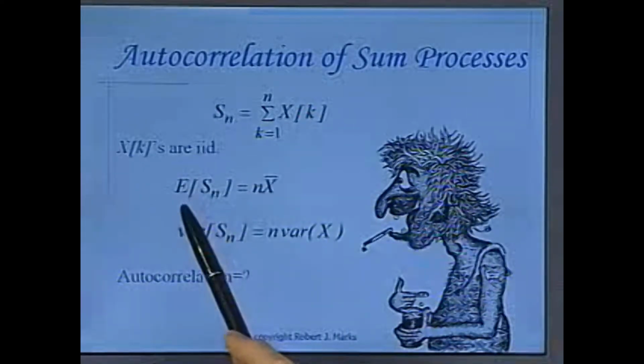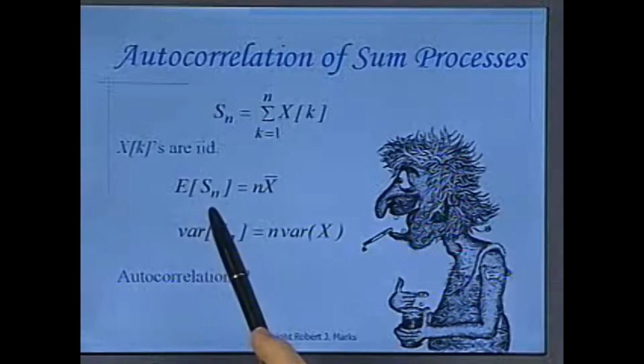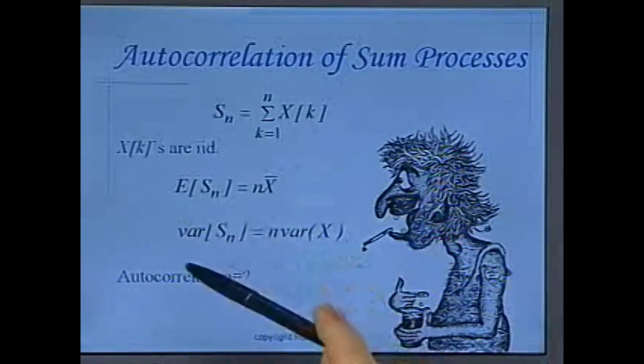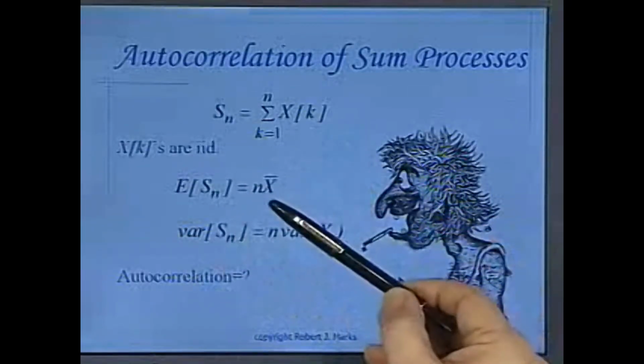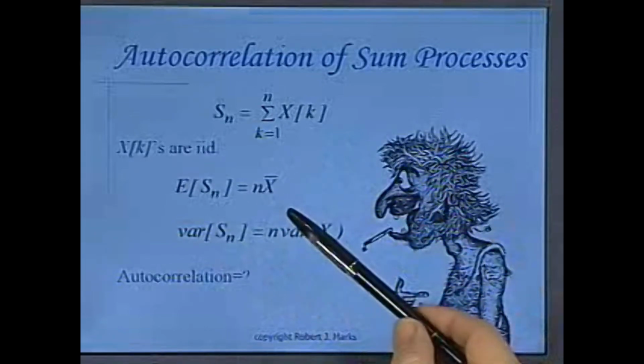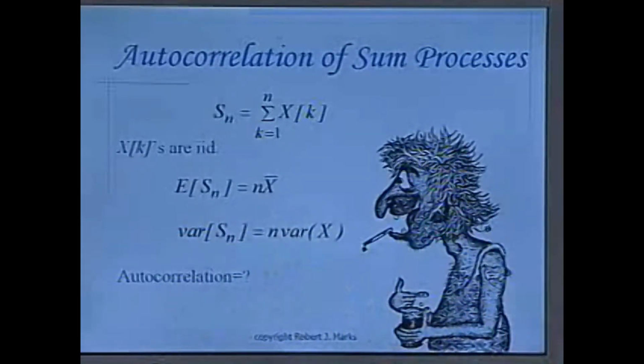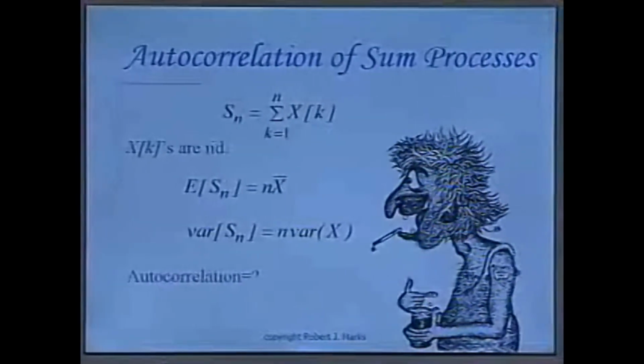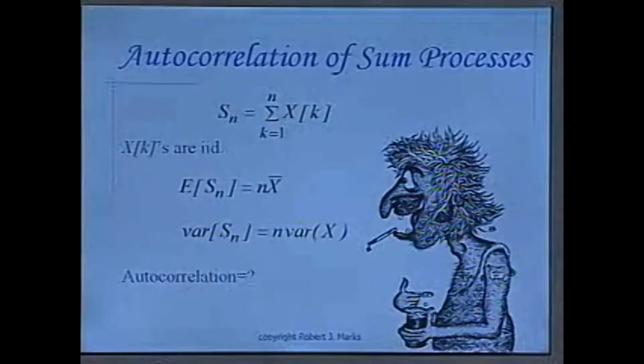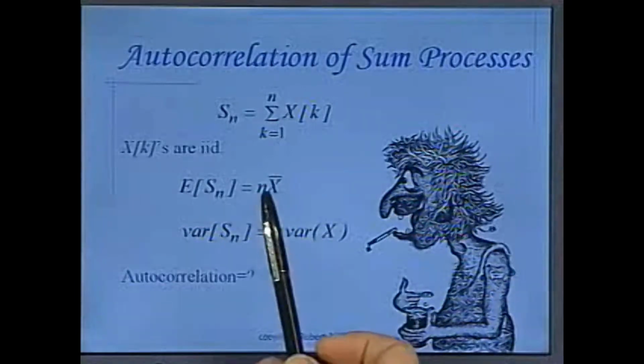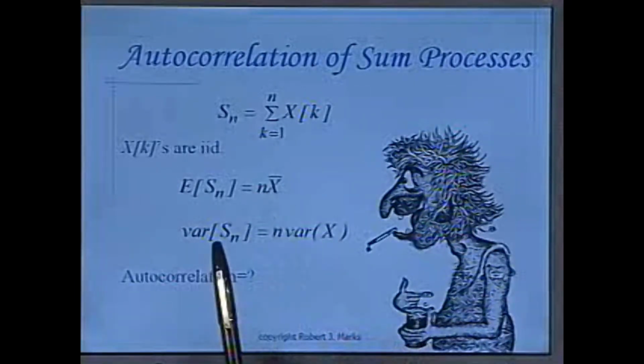We have determined in such a case that the expected value of the sum is equal to N times the expected value of one of the components of the random variable, which we will call X bar, and also the variance adds. Therefore, for IID random variables, the means add and the variances add. The means always add, even for correlated random variables. Only for IID random variables do the variances add.